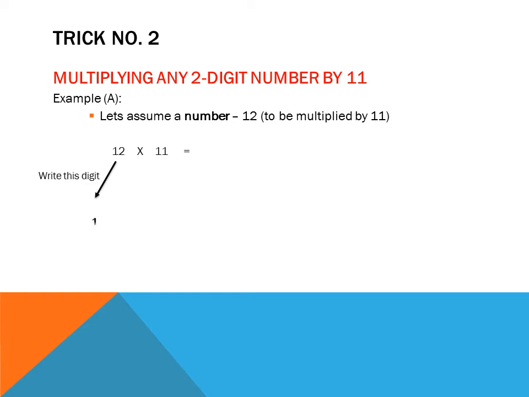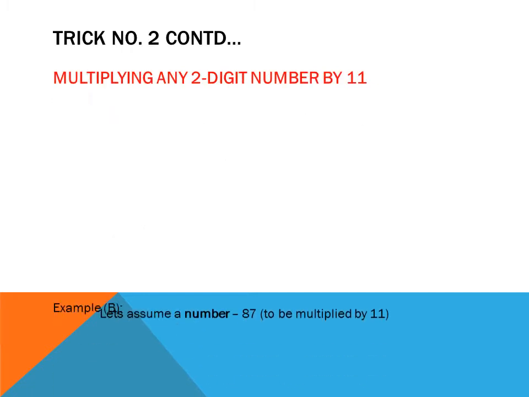Write this digit 1, write this digit 2, and in between you have to write the sum of these two digits, and this is your answer. A fast and quick trick to calculate 132. Okay, let's take another example for doing the same.